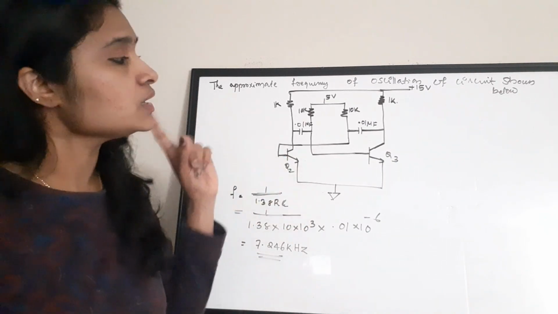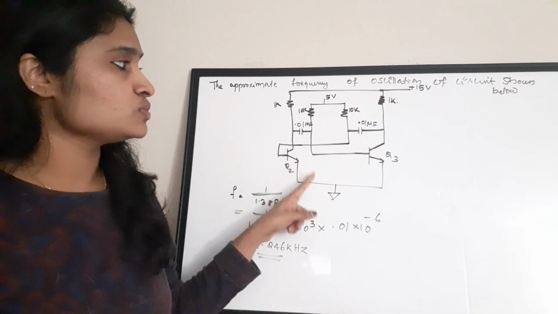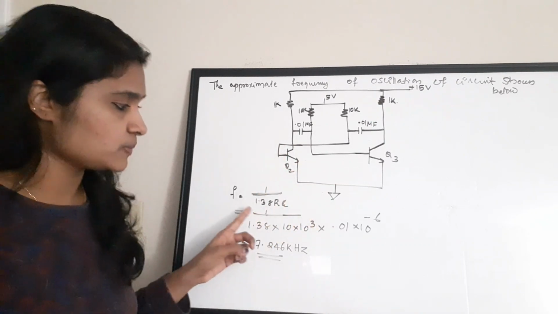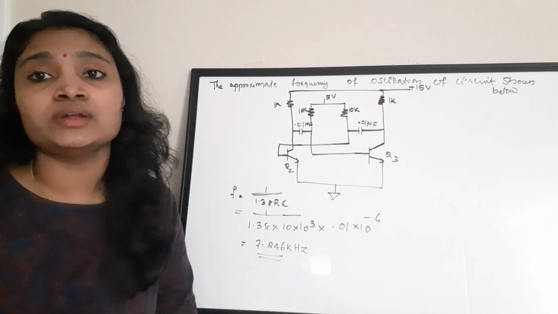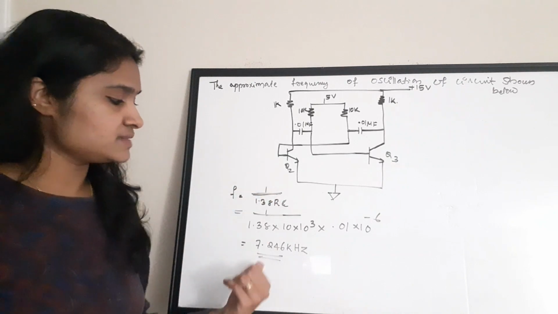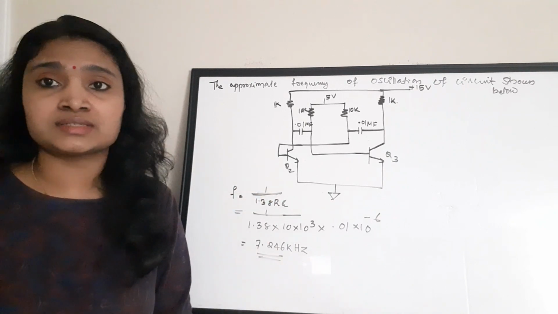astable multivibrator. So the only thing is that you need to identify that this is an astable multivibrator circuit and this is the frequency of oscillation. F is equal to 1 by 1.38 RC is the frequency of oscillation equation. The answer is 7.246 kilohertz.